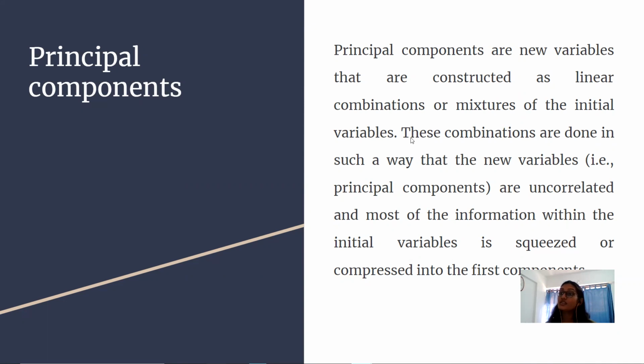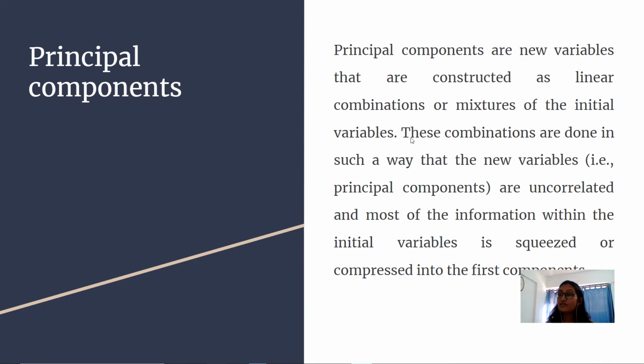Now, principal components are new variables that are constructed as linear combinations or mixtures of the initial variables. These combinations are done in such a way that the new variables are uncorrelated, the new variables herein being the principal components. And most of the information in the initial variables is squeezed or compressed into the first component. Now, geometrically speaking, principal components represent the directions of the data that explain the maximal amount of variance. That is to say, the line that captures most information of the data.